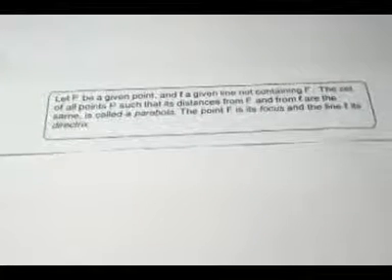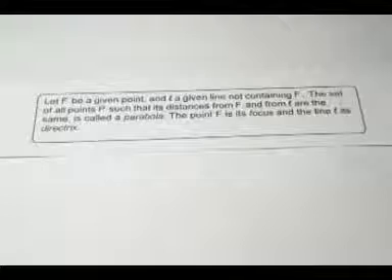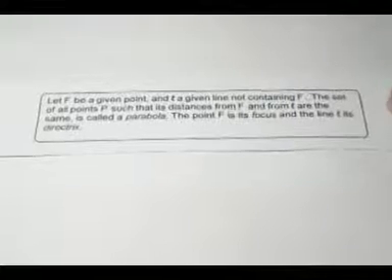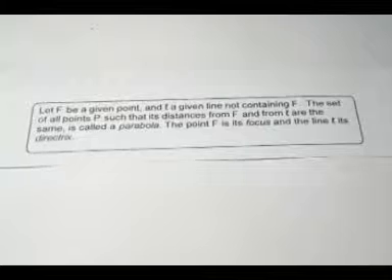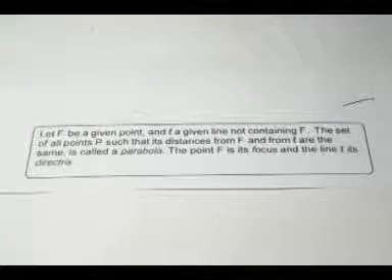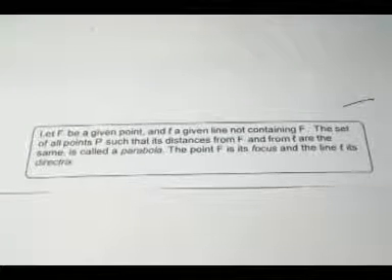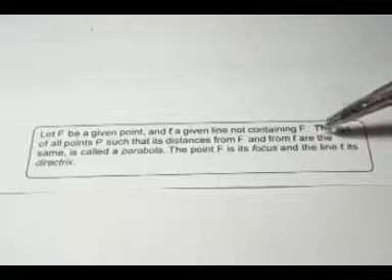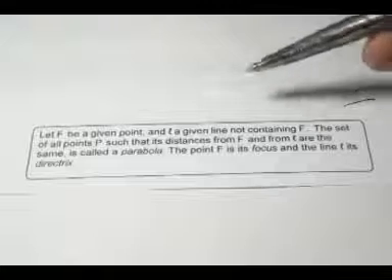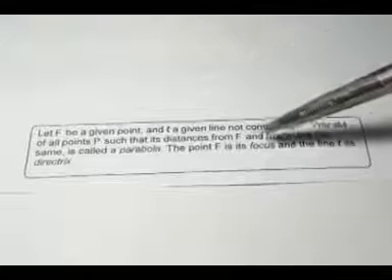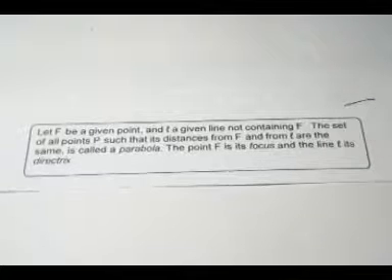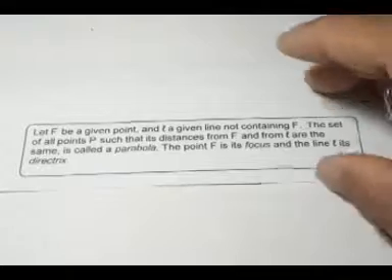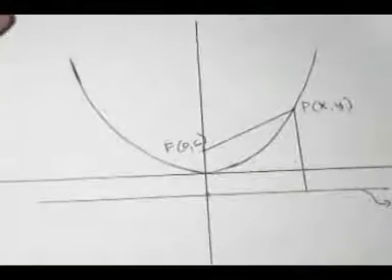Parabola: given F a point and L a given line not containing F, the set of all points such that its distance from F and L are the same is called a parabola. The point F is its focus and the line L is its directrix. Now let us derive the equation of a parabola.